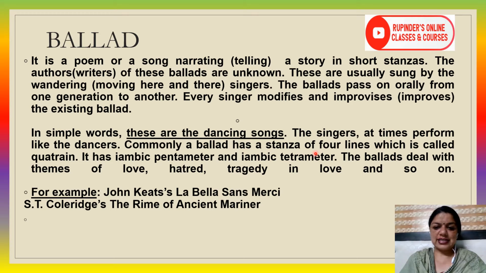Commonly, a ballad has a stanza of 4 lines, which is called a quatrain. We have talked about this earlier too, in the sonnet. So it has iambic pentameter and iambic tetrameter. So it is not fixed that only iambic pentameter will be used. There can be iambic tetrameter or other meters too. The ballads deal with themes of love, hatred, tragedy in love, and so on.